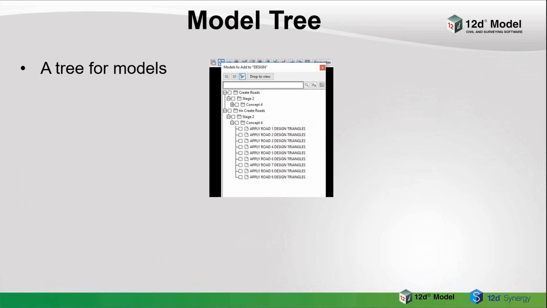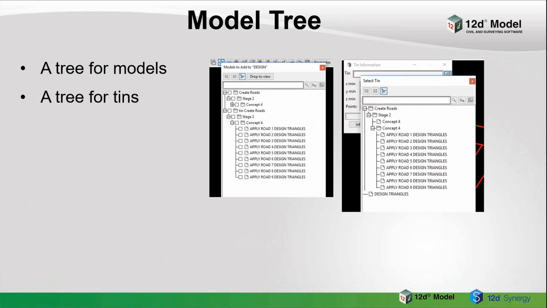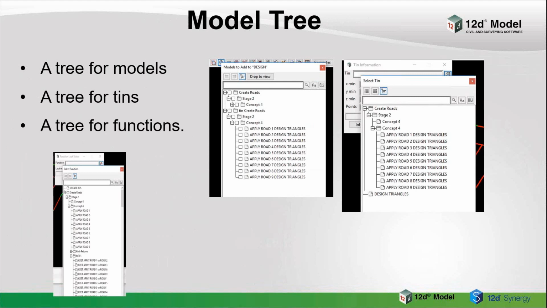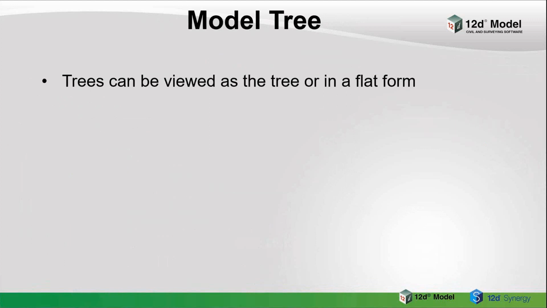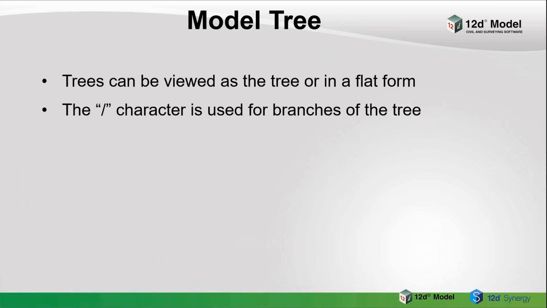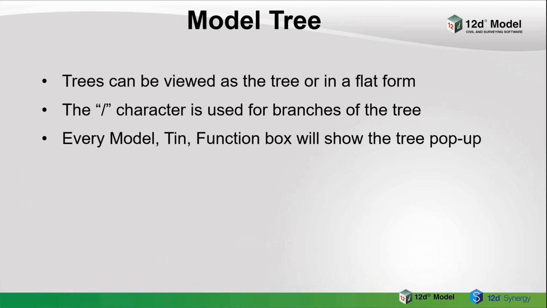So you can add a whole group of things, like all the tin create roads, the whole lot, to a view, rather than all the things that are under it. There's one for tins as well, and there's also one for functions. So it isn't just for models, but we just started off calling it that. The trees can be viewed as a tree, or you can still have them come out as a flat form. The slash character is used to denote the various levels, just like we do in attributes, same idea. And every model, tin or function box will be able to show that tree on the pop-up.